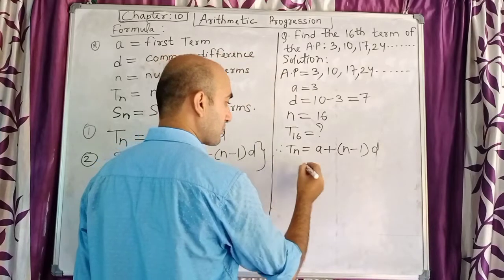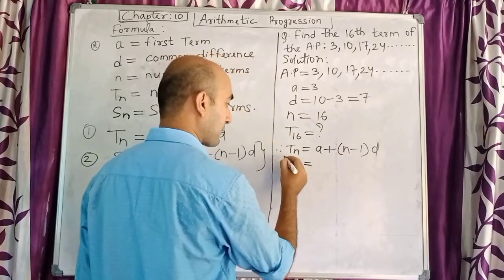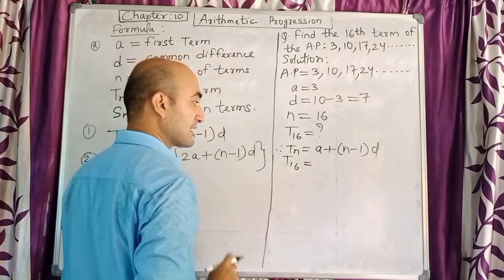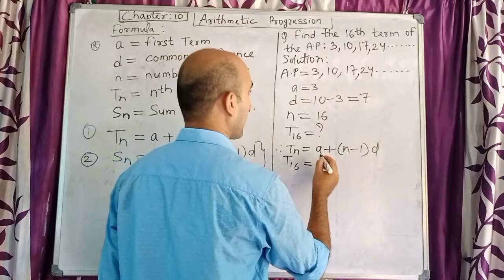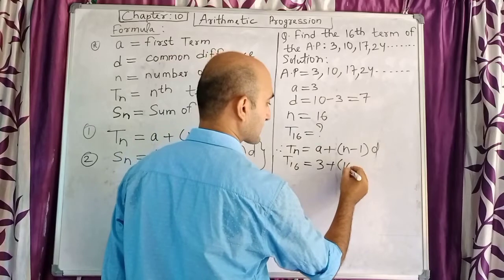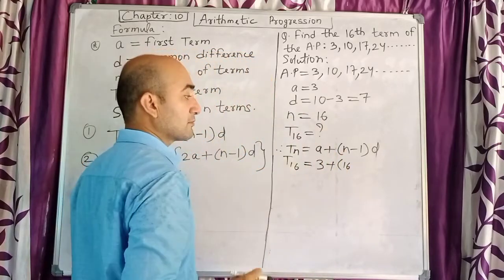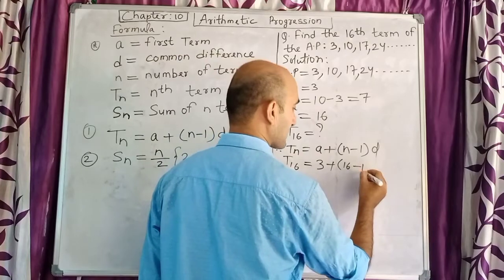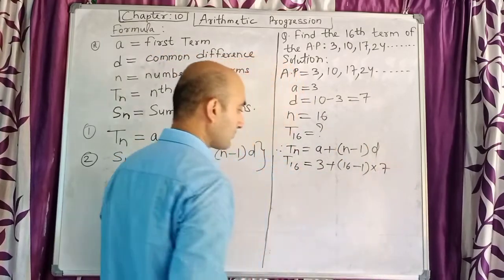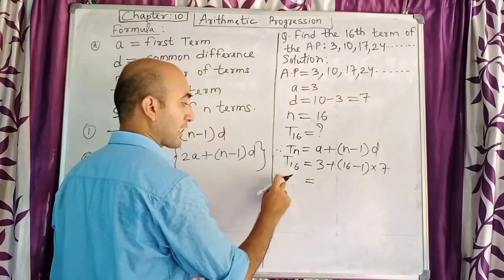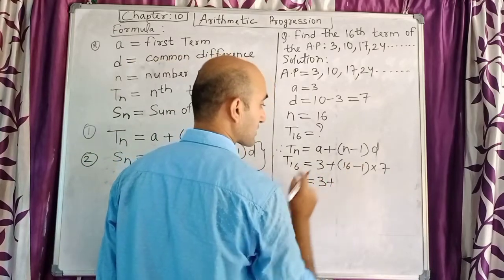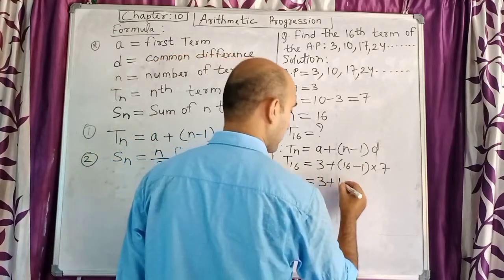This time I will not put an arrow. Why? Because I have to find Tn, that means T16, the 16th term. So I will write T16 and start my work. My A here is 3, plus n is 16, because for my 16th term, n value will be 16, minus 1 into D. D value is here 7. Now I will write equals, no arrow, because this value I don't know. Now 3 plus 16 minus 1. 16 minus 1 is 15.